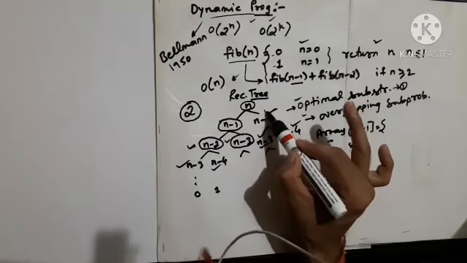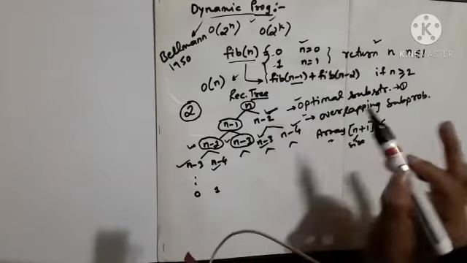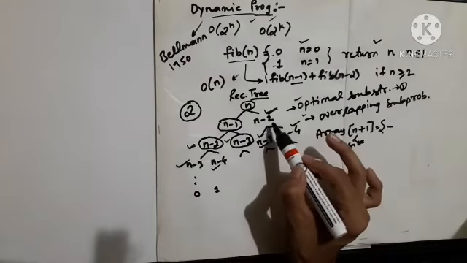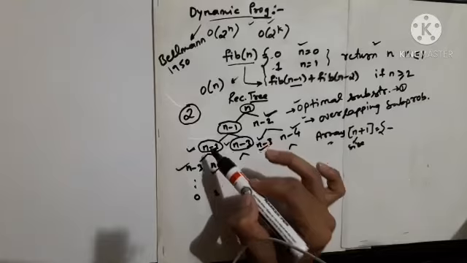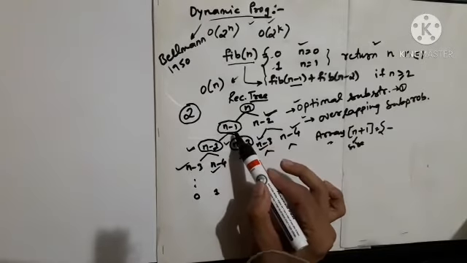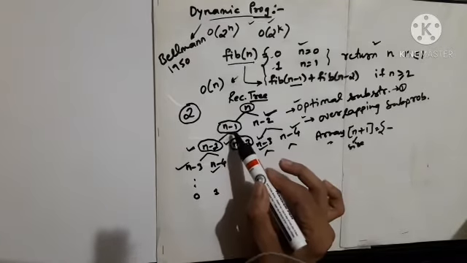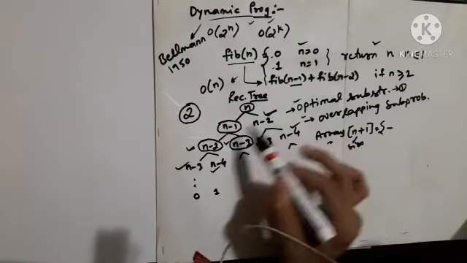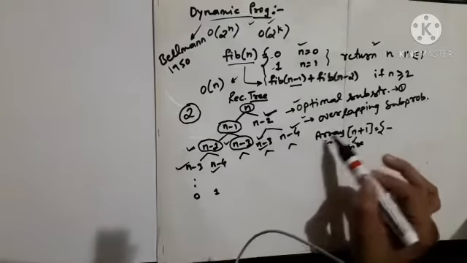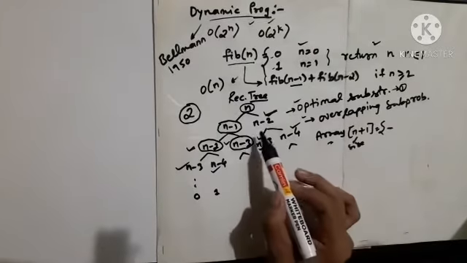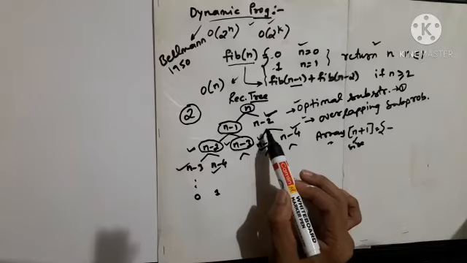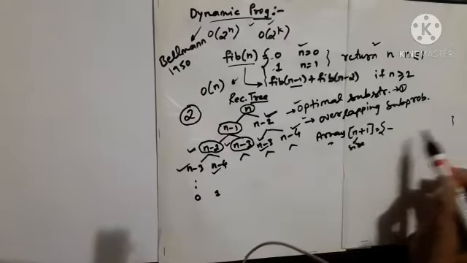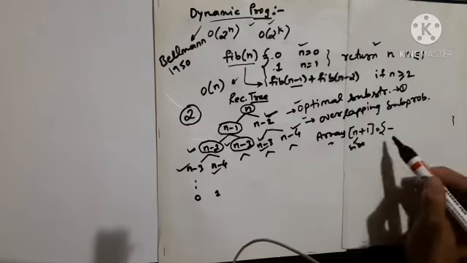Suppose the first time I calculate n minus 2, I will put it in this array. This is done. Now suppose when n minus 1 is going to compute, its function is going to call n minus 2. But I have already calculated n minus 2, so I will simply check in this array where I have calculated n minus 2. There are n plus 1 elements in this array.